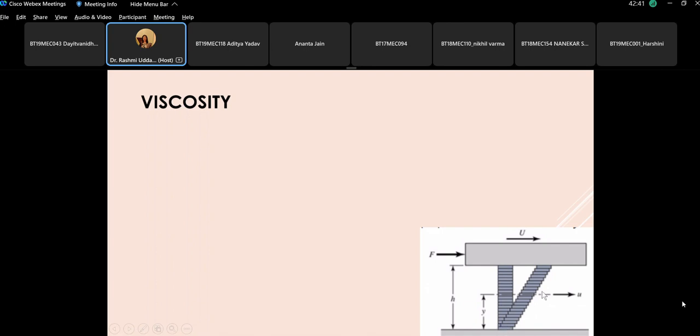Intermediate layers will have different velocity, and this velocity, small u, would be proportional to the distance from its stationary part or from its moving part. So this du by dy keeps on changing, and this is the maximum film thickness h, and this is the force with which the plate is moving.